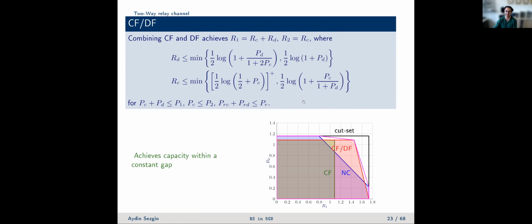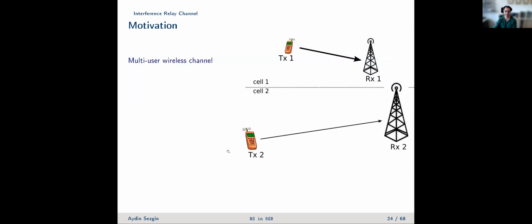And it turned out that if you do this, you can show that this region is a constant gap away from the cut set bound, right? That means constant means I'm independent of the power used, right? So this is just due to the use of rate splitting. So here we see the benefits of rate splitting. Without rate splitting, there might be other methods, of course, but without rate splitting, we're not able to get this constant gap. So that's one elementary network.